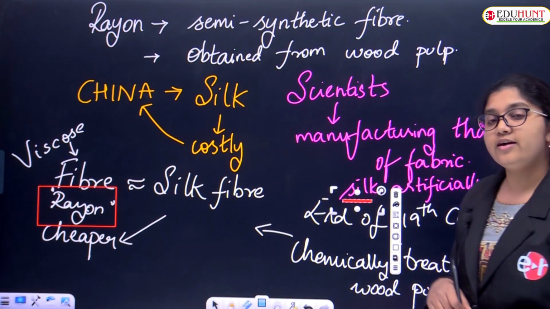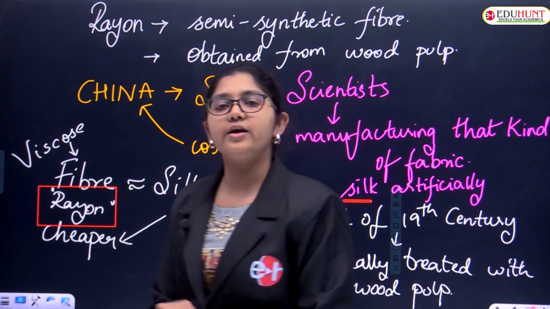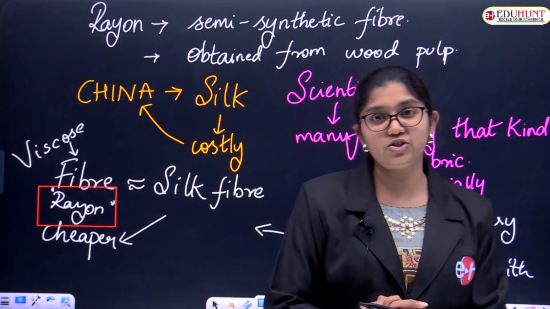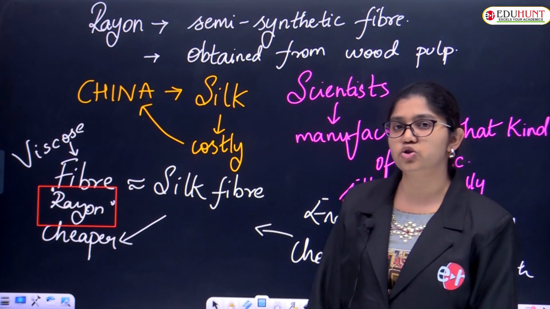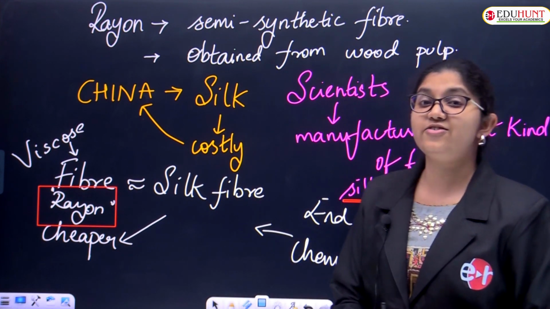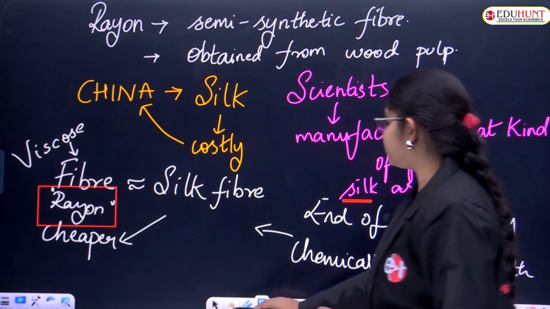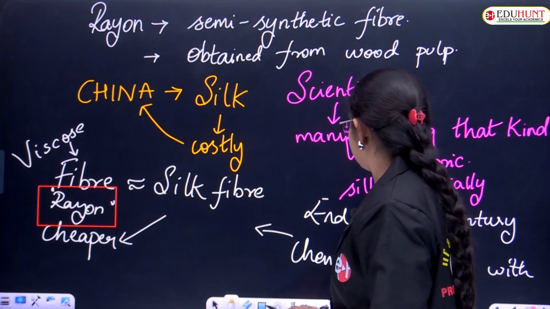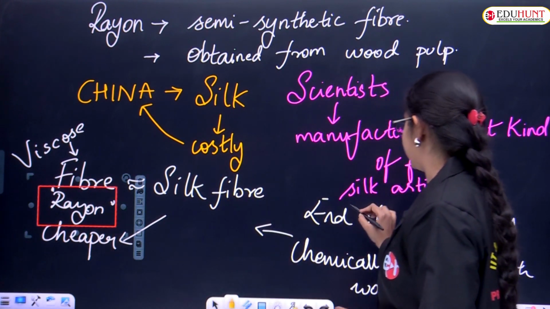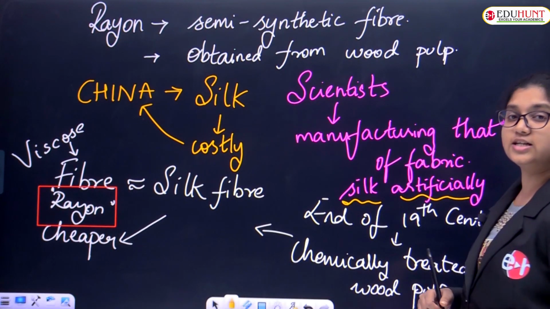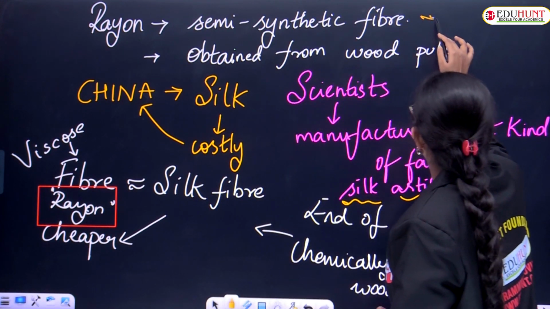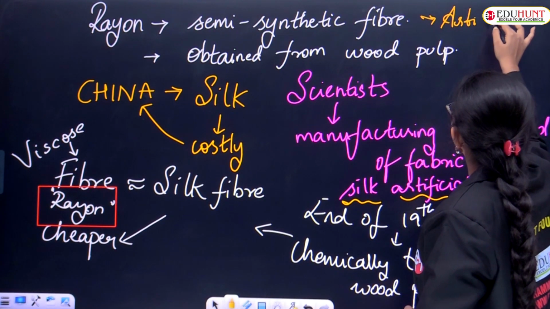And then what happened? They chemically treated wood pulp to obtain a fiber very similar to silk, and at the end of the 19th century they named it rayon, which is much cheaper than silk. Did you understand, children, this history regarding rayon? Okay, clear. Because of this artificial silk production by the scientists, they named rayon artificial silk.